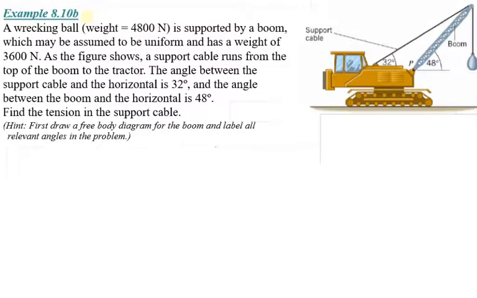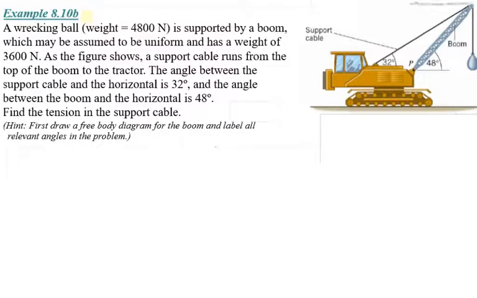Here's one more question we're going to look at. A wrecking ball of weight 4,800 newtons, or mass 480 kilograms, is supported by a boom which may be assumed to be uniform and has a weight of 3,600 newtons. As the figure shows, a support cable runs from the top of the boom to the tractor. The angle between the support cable and the horizontal is 32 degrees, so this angle right here is 32 degrees.